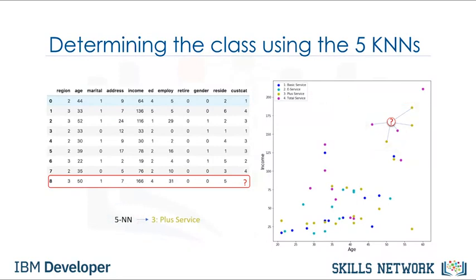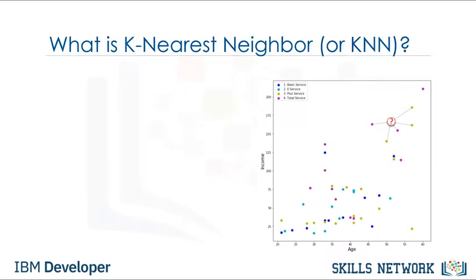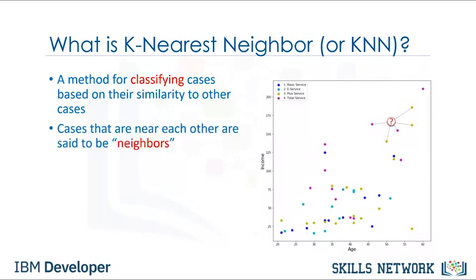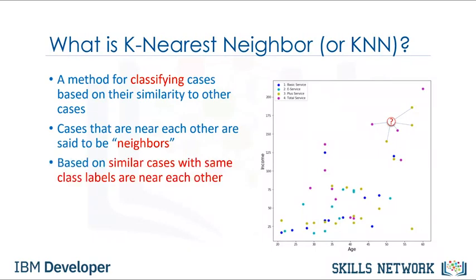Now, let's define the k-nearest neighbors. The k-nearest neighbors algorithm is a classification algorithm that takes a bunch of labeled points and uses them to learn how to label other points. This algorithm classifies cases based on their similarity to other cases. In k-nearest neighbors, data points that are near each other are said to be neighbors. K-nearest neighbors is based on this paradigm.